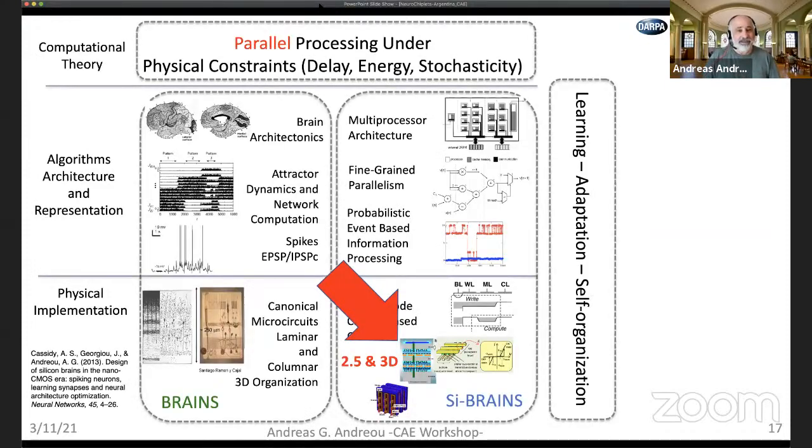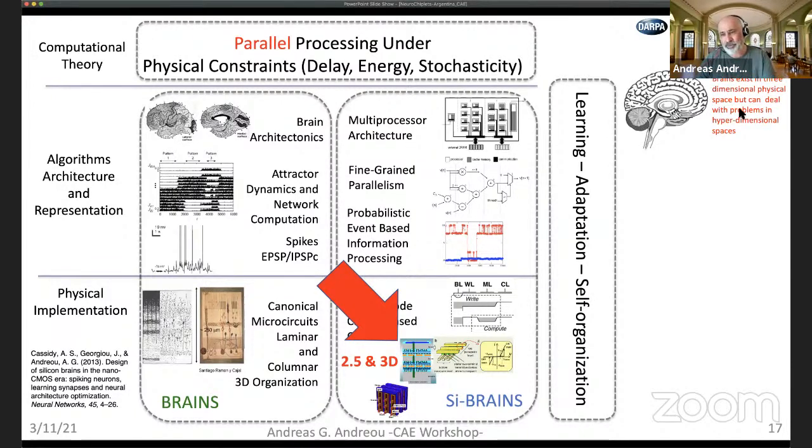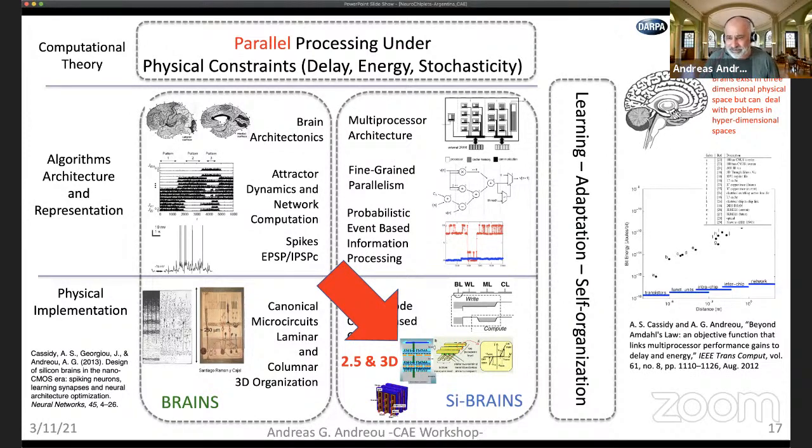Let me now actually, oops, the title, the arrow showed up before the slide. Let me talk about something which I also touched upon at the beginning, which is 2.5D and 3D, and the importance of working in 3D architecture. Remind you, why 2.5D or 3D? Because the brain exists in three-dimensional physical space but can deal with problems in higher dimensional spaces.